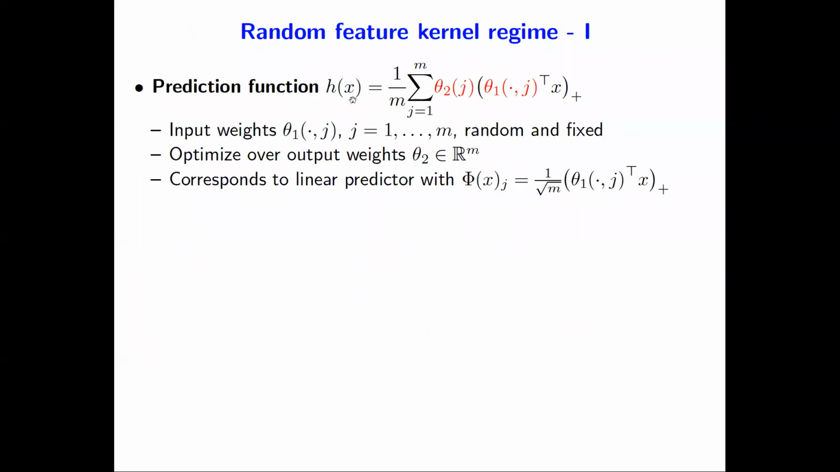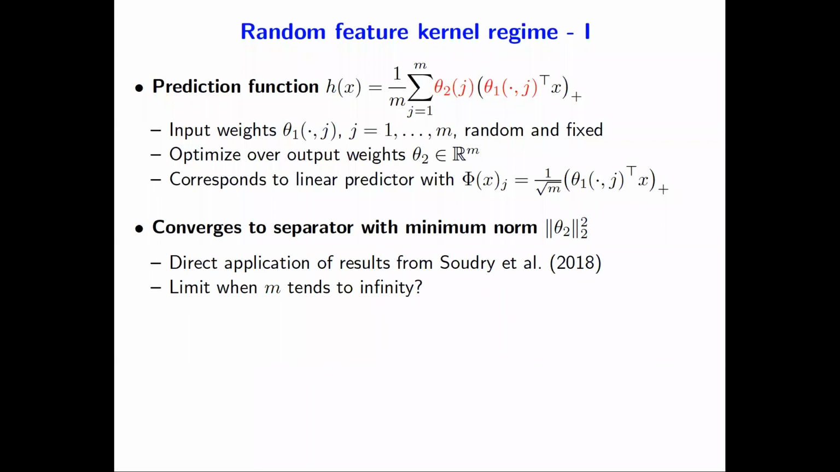All right, so this is my function. The input weights are taken random, typically in the unit sphere, and they are assumed fixed with respect to optimization. And I optimize over only my output weights theta2. So here, what I have is a plain linear model where phi of x is m-dimensional. I have one feature per hidden neuron, and this is my feature.